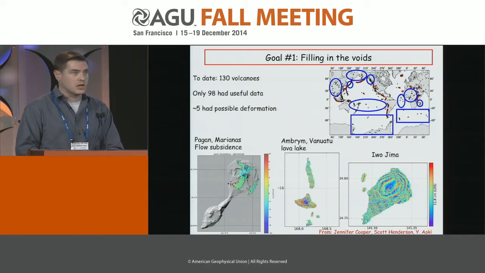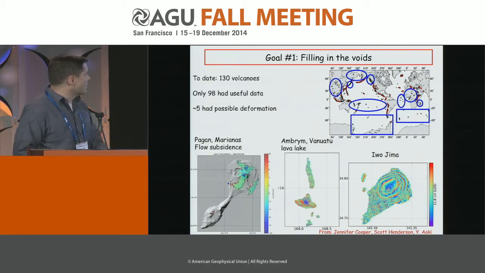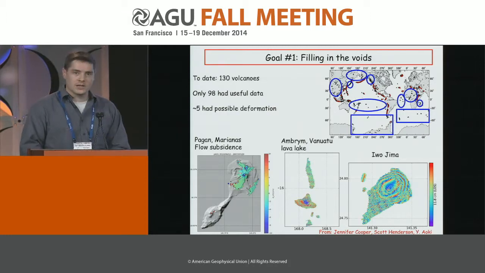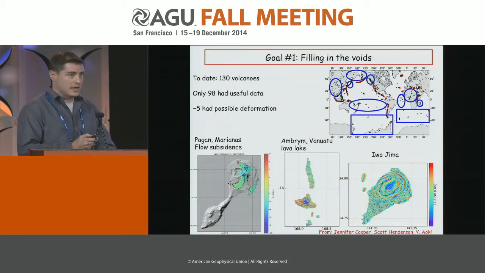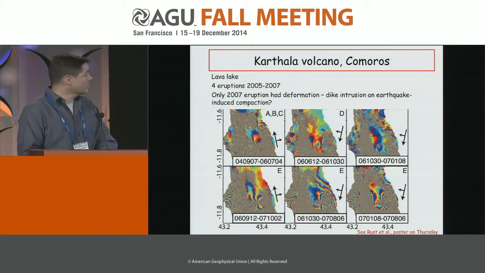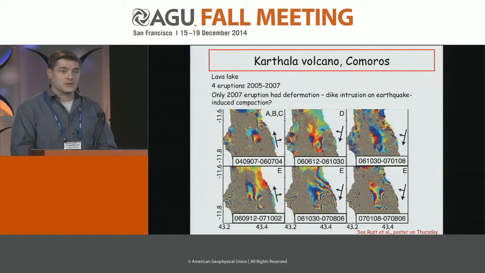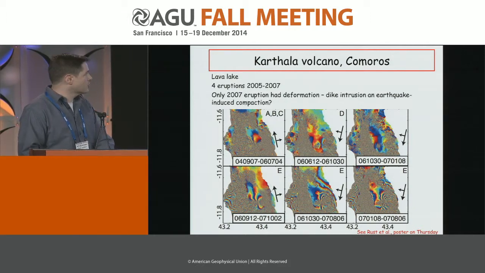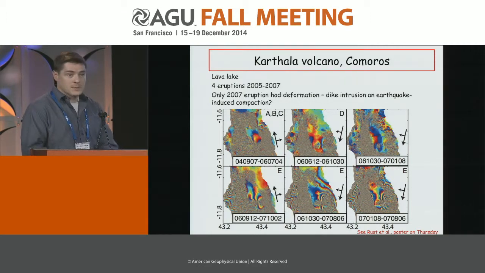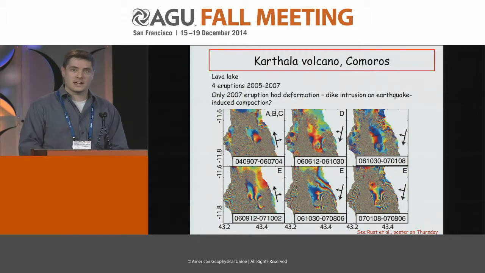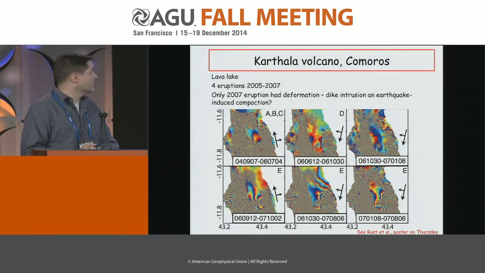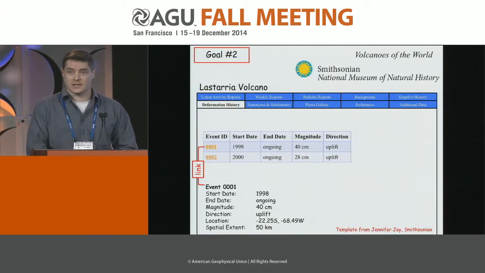Iwo Jima is a known deforming volcano, but a couple of other ones are Pagan volcano with some recent eruptions, and Ambrym volcano in Vanuatu also has some deformation. Another poster you can check out on Thursday is on the Comoros Islands. Another lava lake volcano has undergone a dike intrusion and some other interesting deformation that is still trying to be explained that might be due to seismic ground shaking. So still a lot to be done even with existing data, and that data is definitely incomplete in terms of monitoring all the volcanic deformation events.